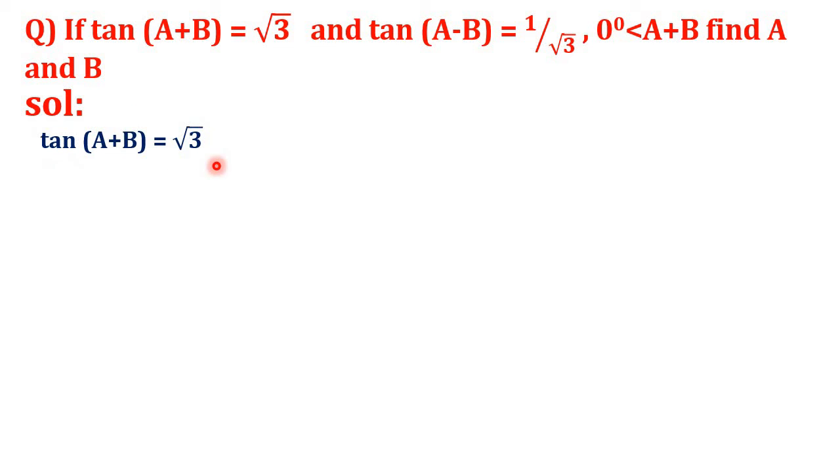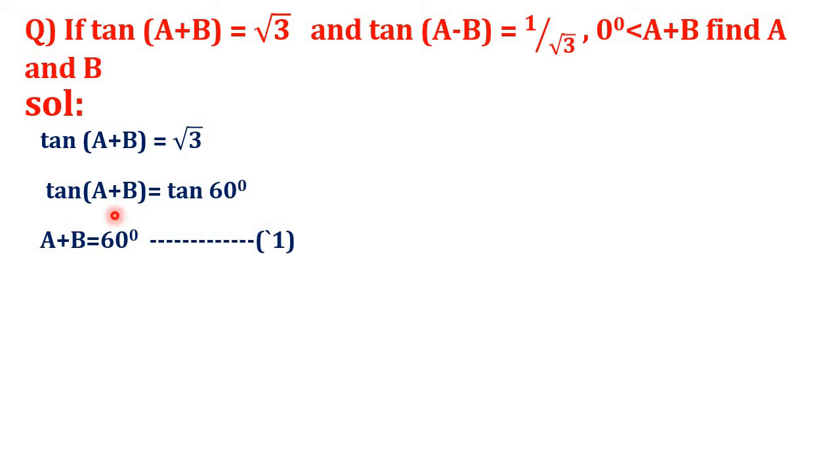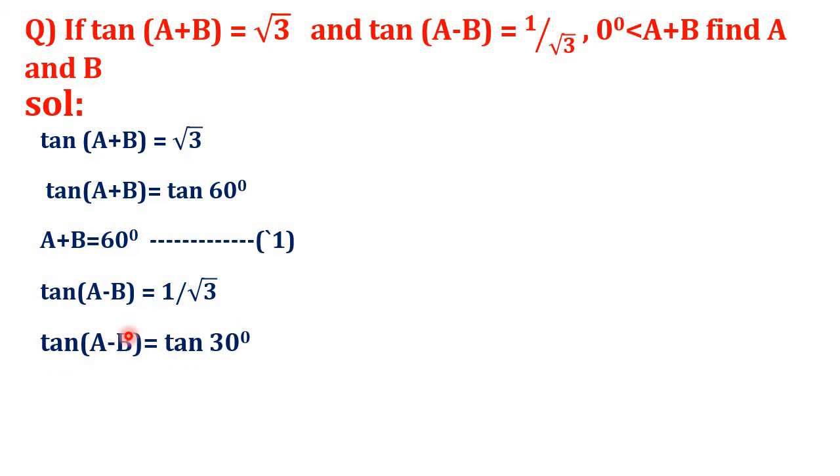Tan of A plus B is equal to root 3. This can be written as tan of A plus B is equal to tan 60 degree, because the value of tan 60 is root 3. Therefore A plus B becomes 60 degree. Let us take this as equation 1. Tan of A minus B is equal to 1 by root 3, which can be written as tan 30 degree. And A minus B becomes 30 degree. Take this as equation 2.